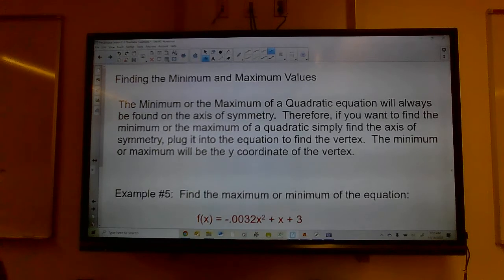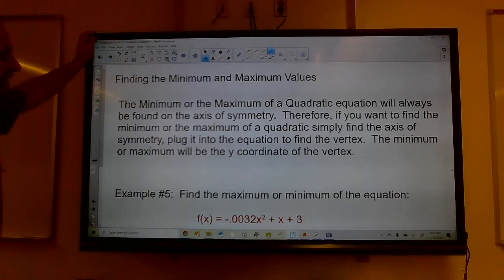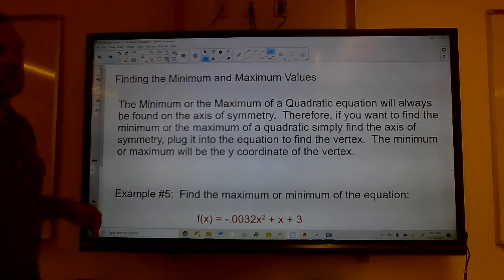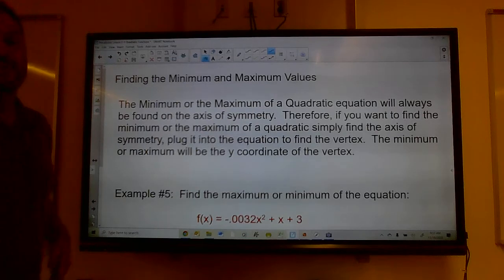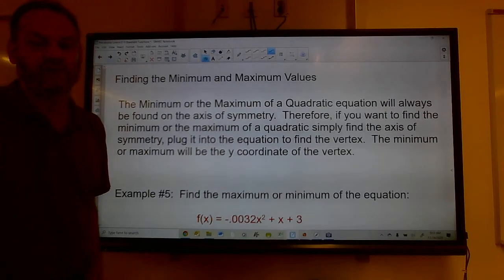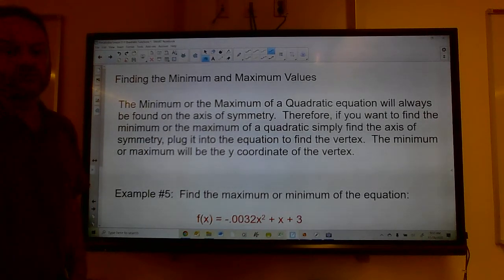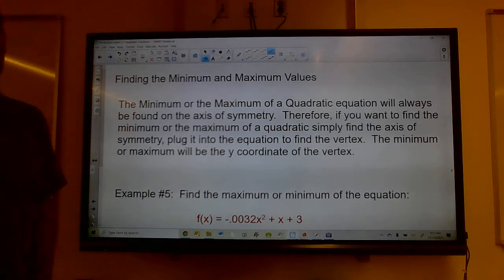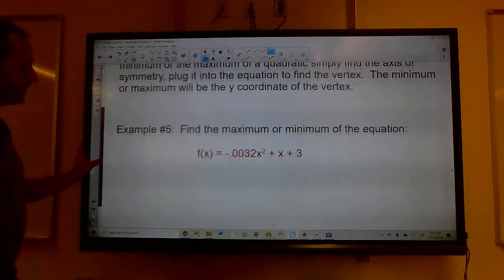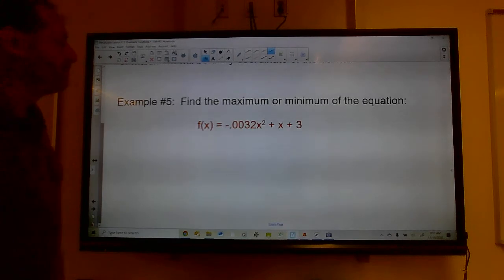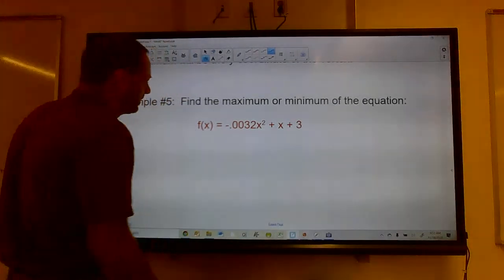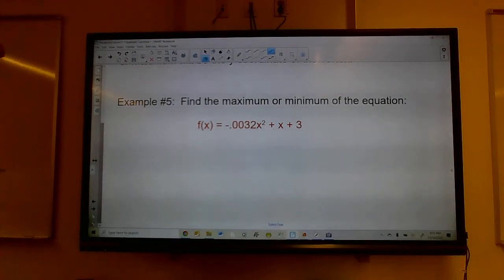Okay, finding minimum and maximum values. The minimum or maximum of a quadratic equation will always be found on the axis of symmetry. Therefore, if you want to find the minimum or the maximum of the quadratic, simply find the axis of symmetry, plug it into the equation to find the vertex. The minimum or maximum will be the y-coordinate of the vertex. So find the maximum or minimum of this equation. F of x is -0.0032x squared plus x plus 3.